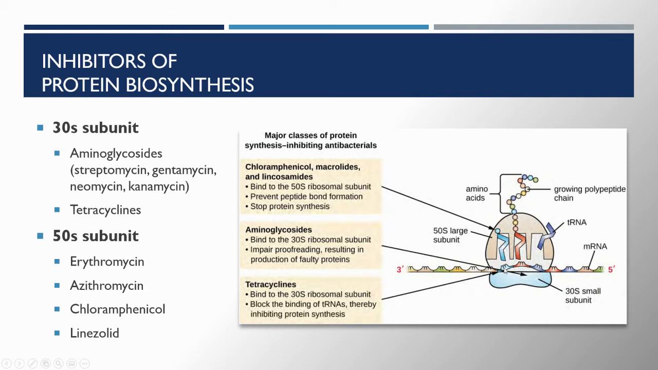So we can disrupt, because these are different size from eukaryotic ribosomes, we can disrupt their action. We have antibiotics that specifically target this lower, the 30S subunit. So aminoglycosides, things like streptomycin, gentamicin, and neomycin, are going to prevent or impair the proofreading. So they prevent the anticodon and the codon from matching up correctly. And that leads to errors.